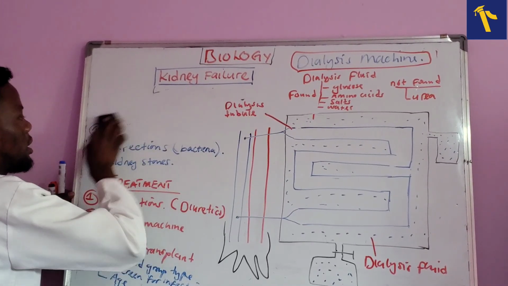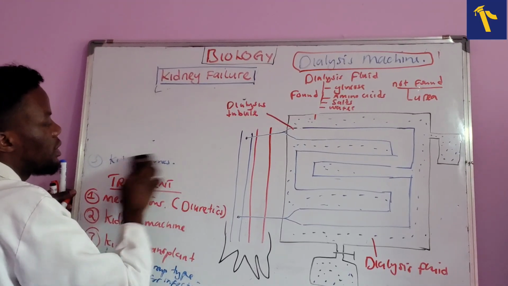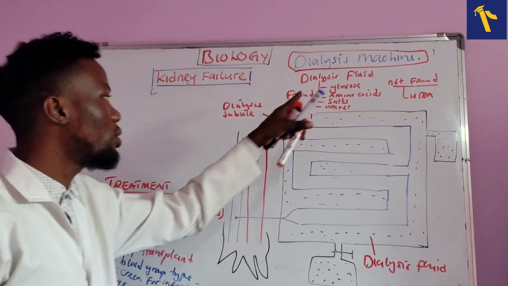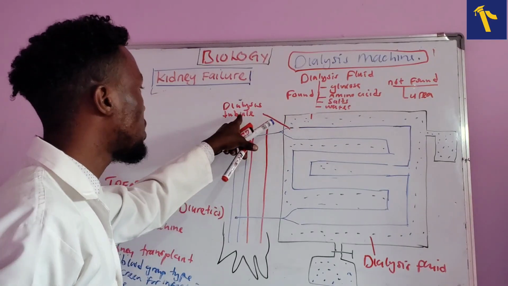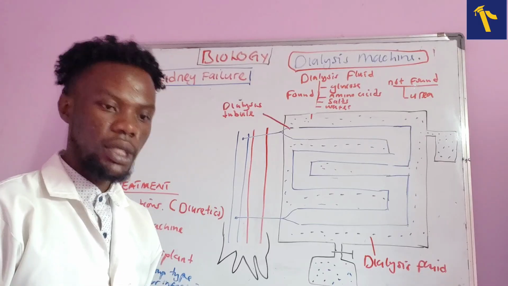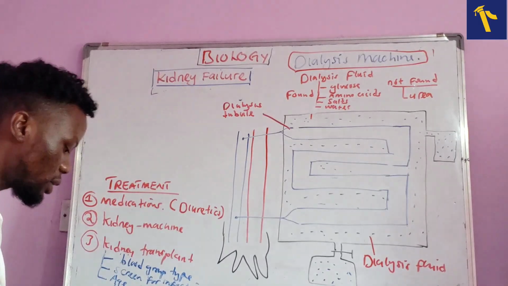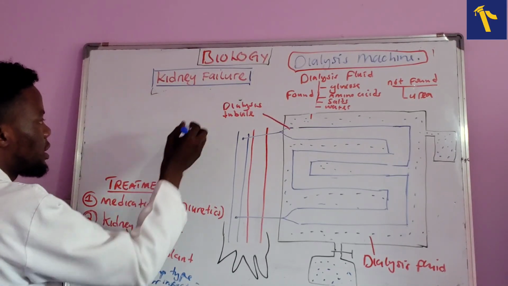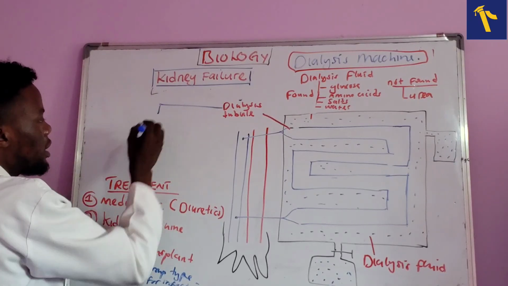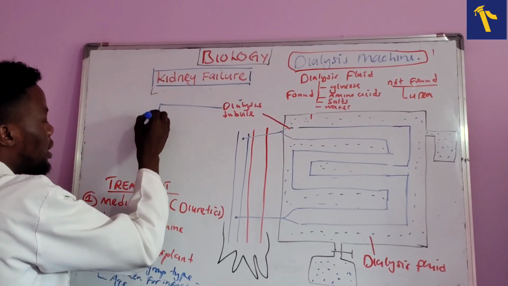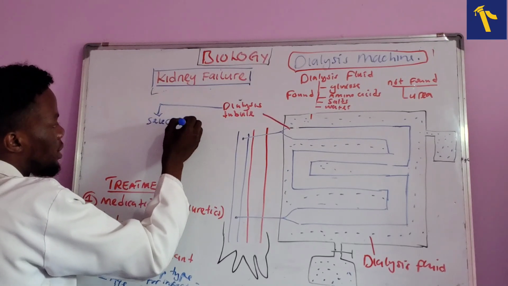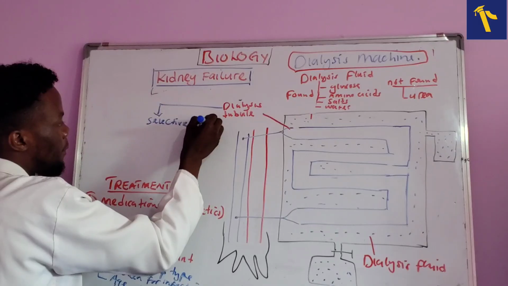Everything is important in the dialysis machine. So now dialysis tubing, like we talked about the dialysis fluid, let us talk about this dialysis tubing. Why is it there and why is it important? The most important thing that you need to remember about this dialysis tubing is this one. This dialysis tubing, it is what? Selective permeable. Selective permeable.